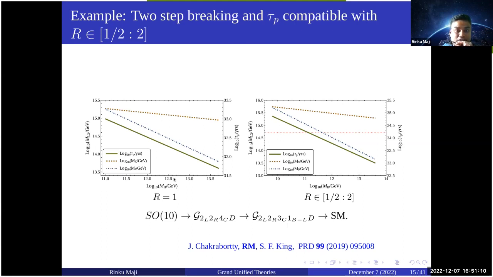As you can see, if we don't take any threshold corrections, where all the heavy multiplets are degenerate with the breaking scale, this model is ruled out. But if we take a small amount of threshold correction, this model could be revived.